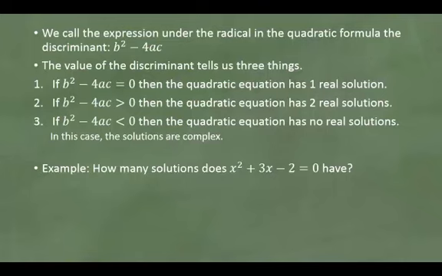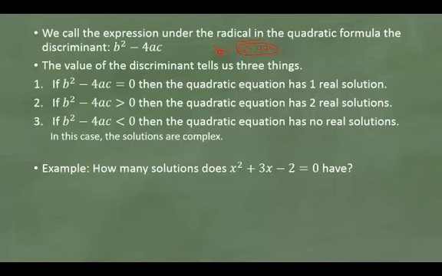We call the expression under the radical sign in the quadratic formula the discriminant. Remember, this is the part that says negative b plus or minus the square root of b squared minus 4ac. That little part right there is called the discriminant. And it tells us a lot of things.